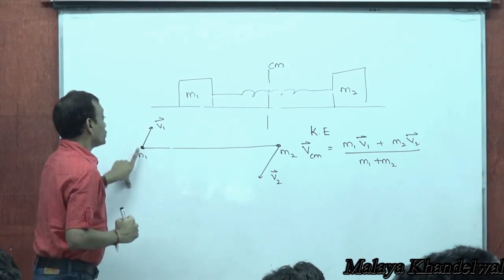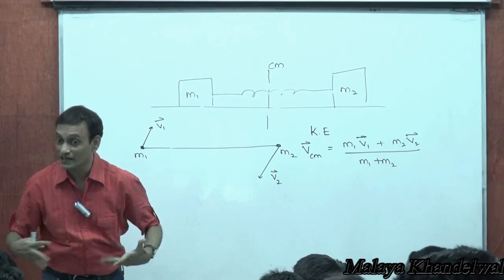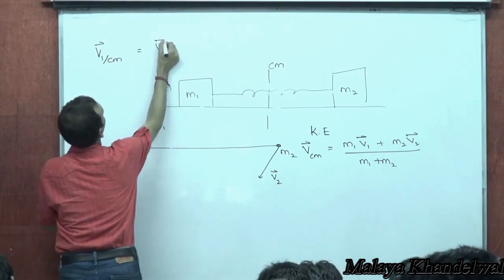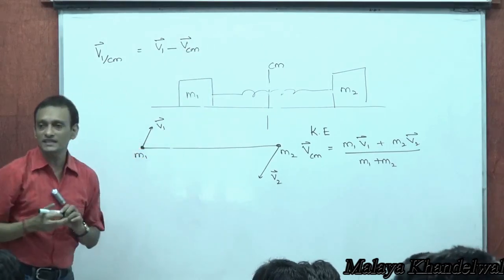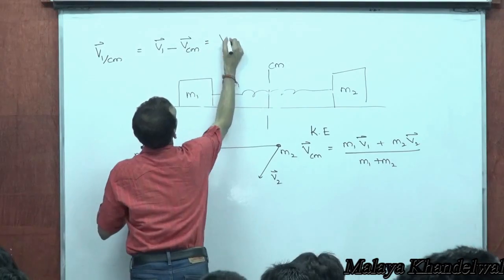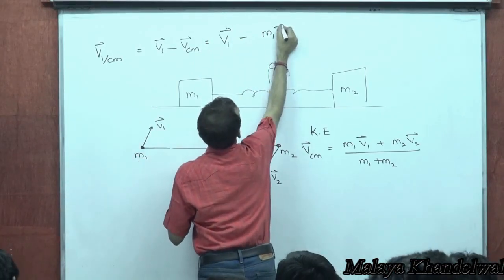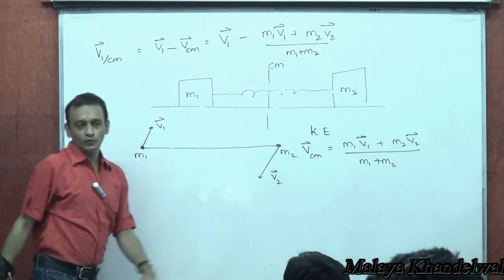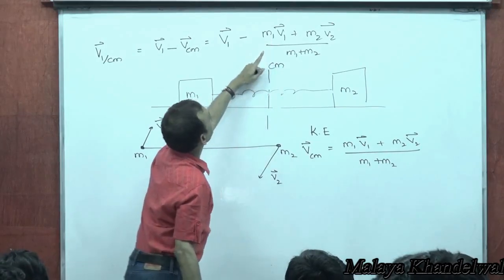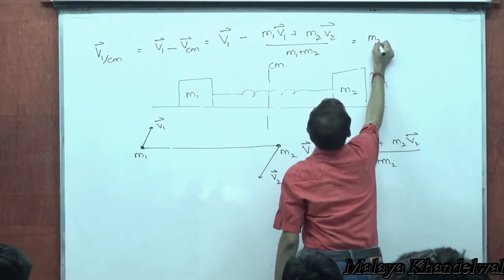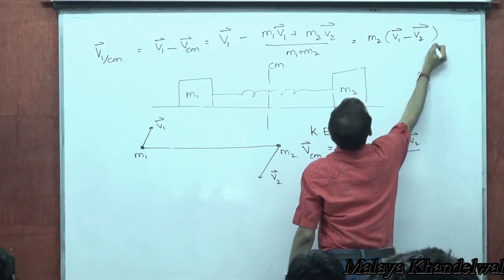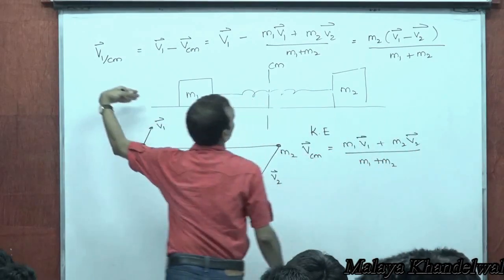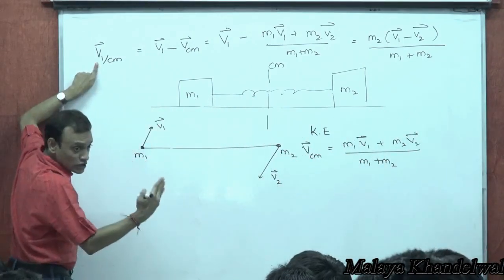Now, the two masses have a certain velocity as seen by the center of mass frame, right? For example, velocity of 1 as seen by the center of mass is going to be what? V1 minus VCM, right? Which is going to be V1 minus (M1 V1 plus M2 V2) divided by M1 plus M2. Yes or no? Then this M1 V1 will get cancelled with this M1 V1, and what you are left with is M2 into (V1 minus V2) divided by M1 plus M2. Is it not? So that's the velocity of 1 as seen by the center of mass frame.